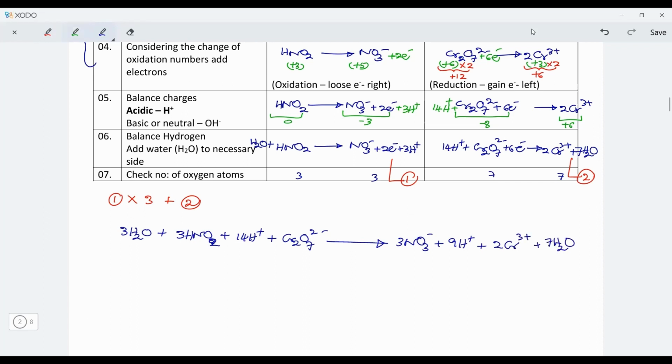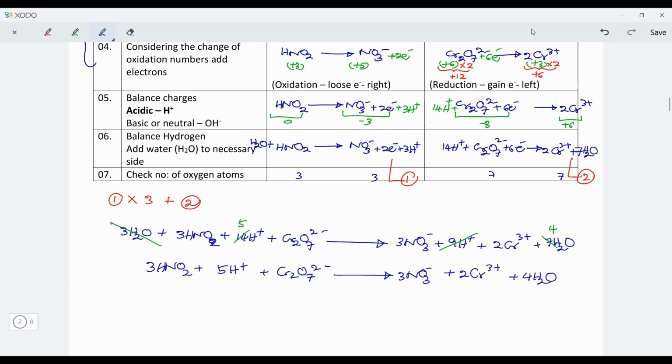Right. Then you can cut water. Here you have 3, 7 here, and 4 will remain. Here you have 9, but you have 14 here, so 5 will remain. So finally you will have 3HNO2, 5H plus, Cr2O7 2 minus, then 3NO3 minus, 2Cr3 plus, and 4 water.